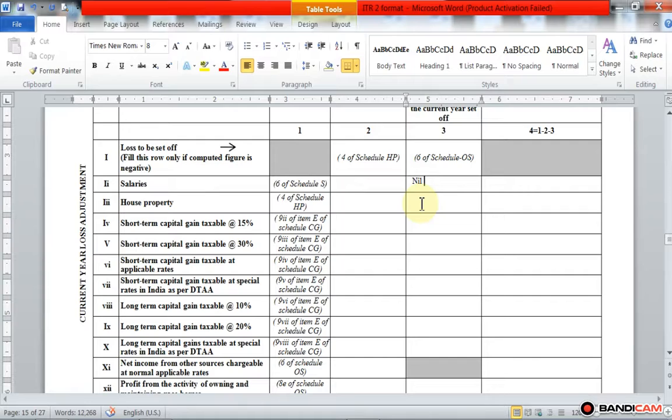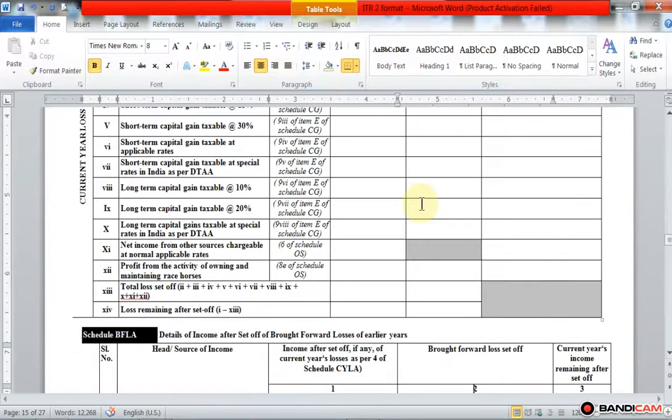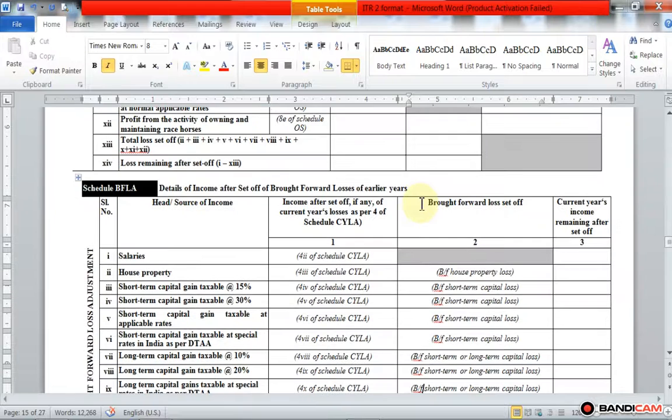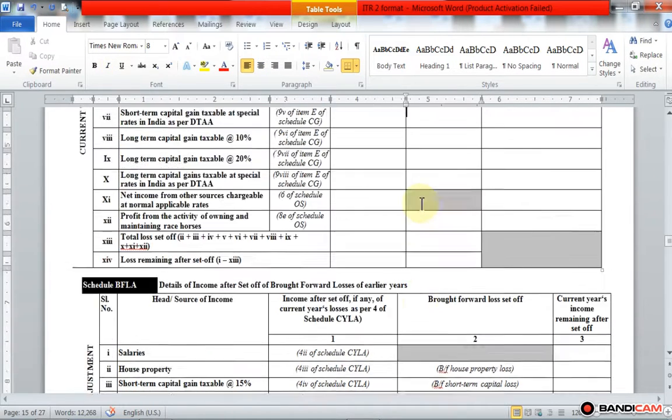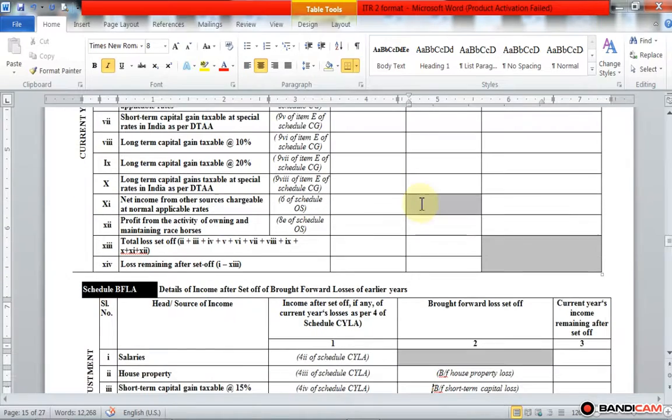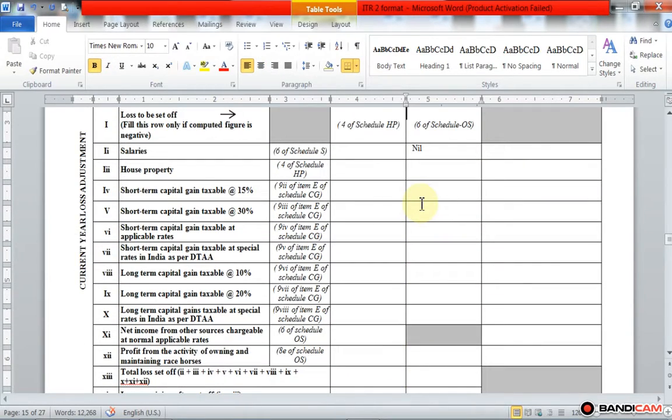Then we set off the house property loss against the salary of the respective assessee. Here, loss is not incurred in salary; loss is incurred in house property, business, capital gain (capital loss), and other sources. We already studied this point in our earlier lecture, that is, set off and carry forward of losses. Just furnish the information in this column. This column relates to the current year's loss set off against the current year's income. Got it? Yes, sir.